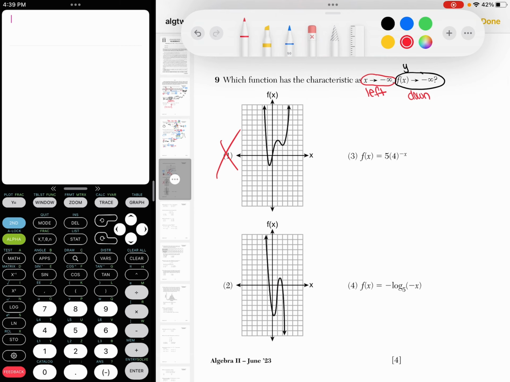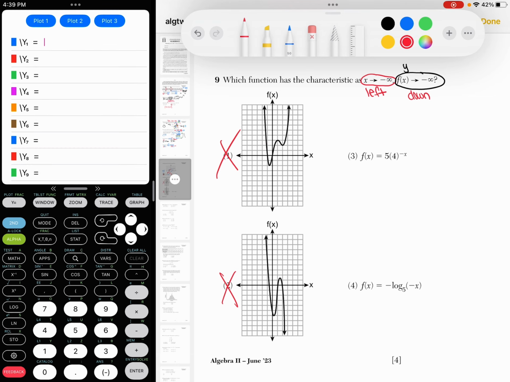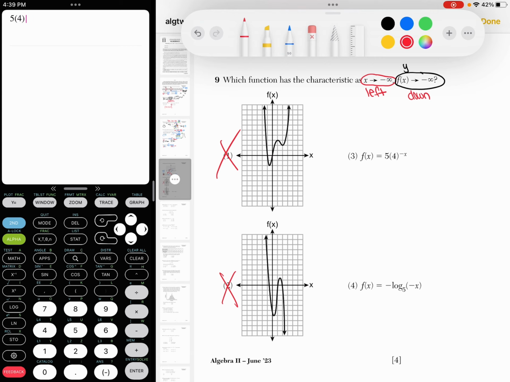Choice 2 is the same thing. As it's going to the left, the graph is going up over here. It's going left and up, so this one is also incorrect. Now, it helps to see the graph. So for choice 3, I'm going to have to graph that. 5 times 4 to the negative x. Make sure you get that negative up there. I'm going to hit graph.